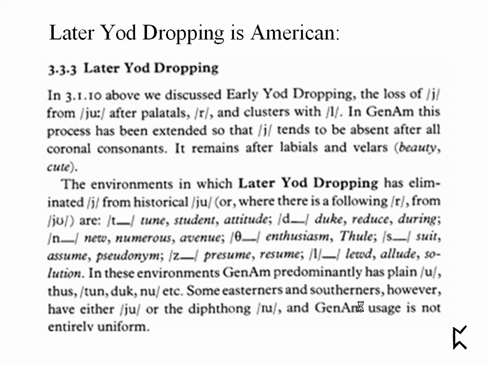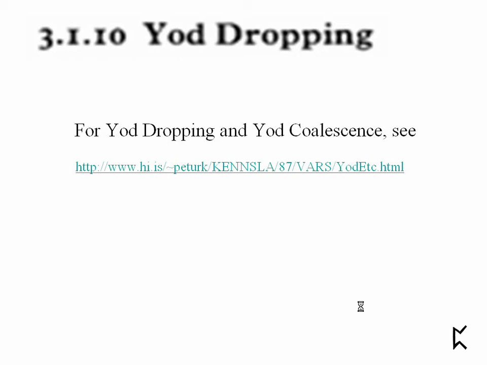It's quite variable in England. Some people say, for instance, suit, and some people say syoot. Susan, for instance, my mother would say Syoozan, but that's very old-fashioned now. So that is later yod dropping, it's becoming more and more common everywhere. So really what you need to do there is to use a dictionary and see whether a word with a yod in it has a y in it in RP or in American, and see what's happening there.